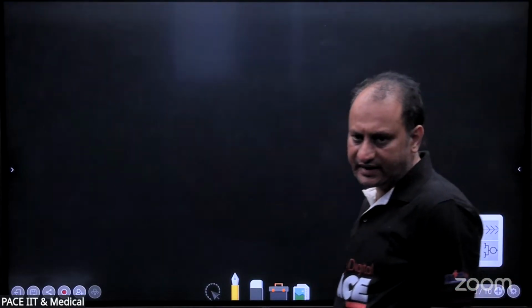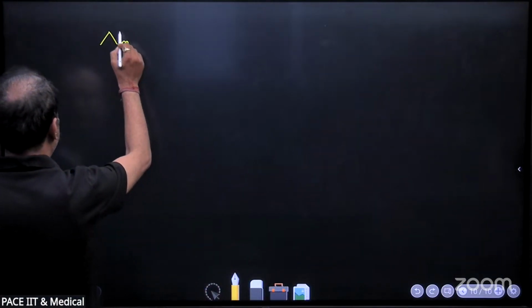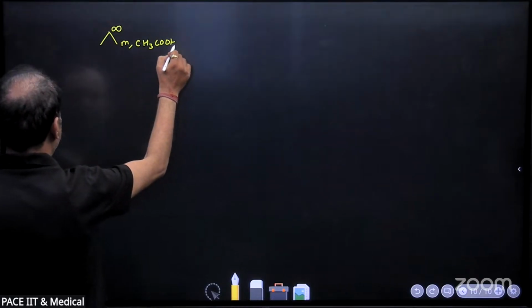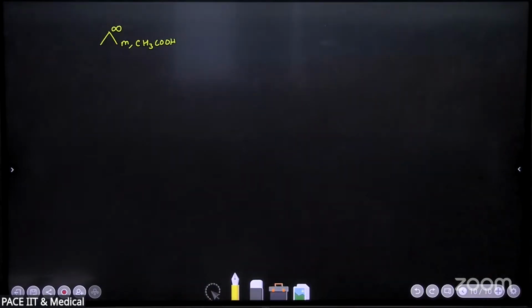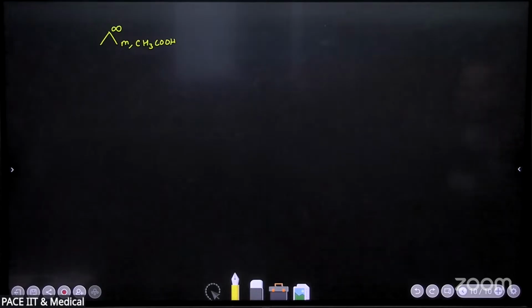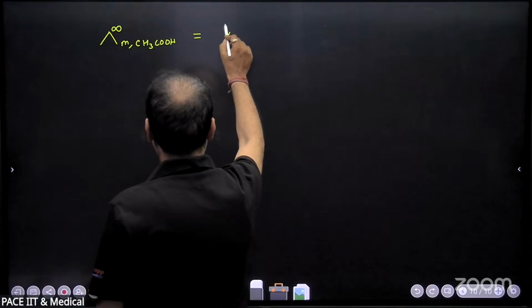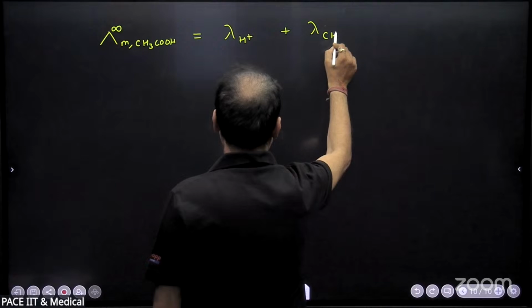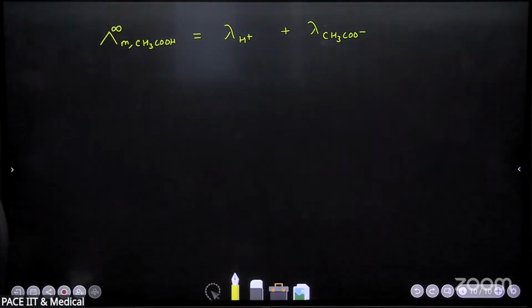Let's take acetic acid. So we are interested in finding lambda m infinity of acetic acid. We know acetic acid is a weak acid. Okay. So now, what we can say by Kohlrausch's law, I can say lambda m infinity of acetic acid will be lambda of H plus and lambda of acetate ion.